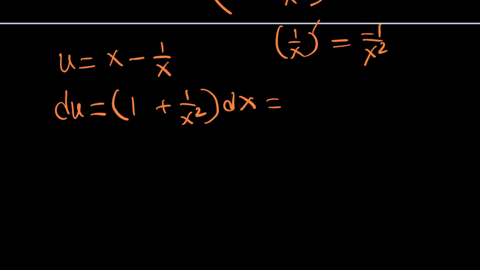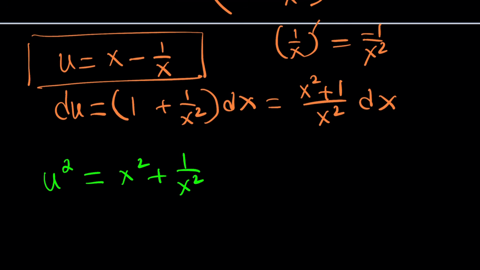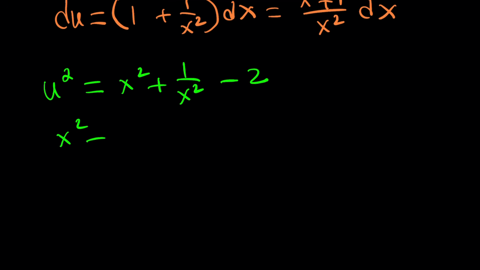Because when you make a common denominator, you're going to get x squared plus 1 over x squared dx. Beautiful. Now, since we know what u is, that's how we named it, let's go ahead and evaluate u squared from there. This is where miracles happen. When you square this difference, you get x squared plus 1 over x squared minus 2. And from here we can isolate x squared plus 1 over x squared, which is going to be u squared plus 2. Awesome. Now, we pretty much have everything we need.